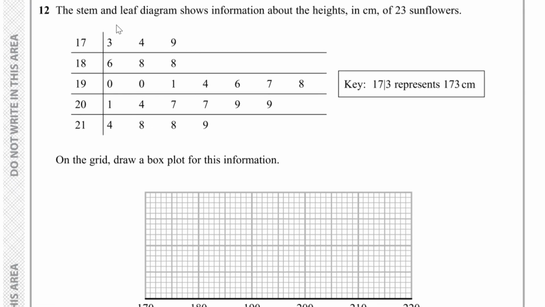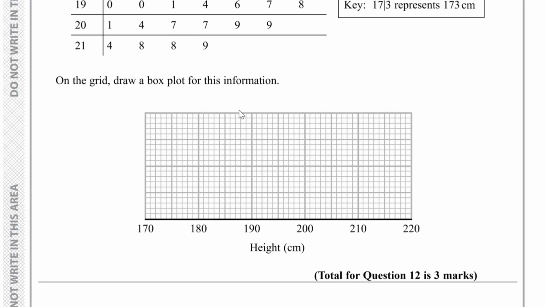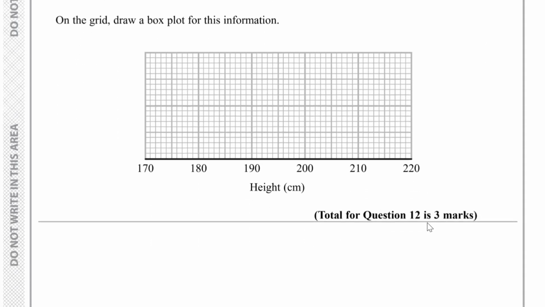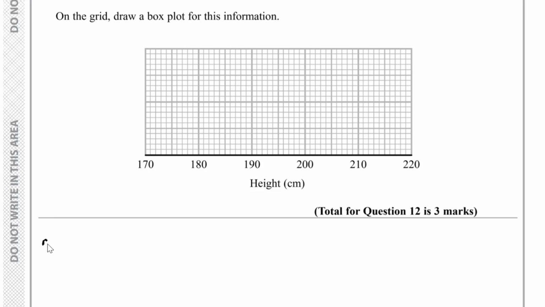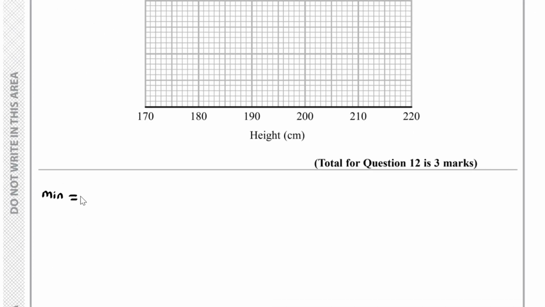Question 12. We've got this stem and leaf diagram which shows information about the heights in centimeters of 23 sunflowers, and we've got a key: 17 followed by a dash followed by a 3 represents 173 centimeters, and we have to draw a box plot for this information. Well, for us to draw a box plot, we need the minimum value. So the minimum value here, you can clearly see that's 173. We need the lower quartile.